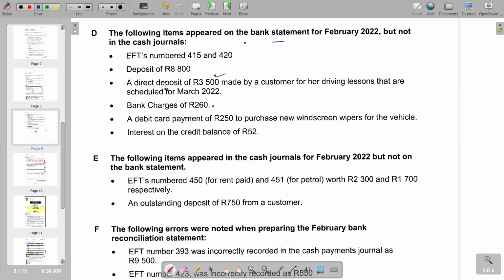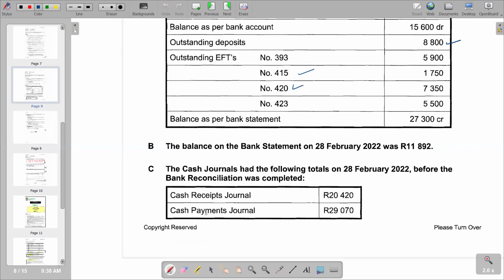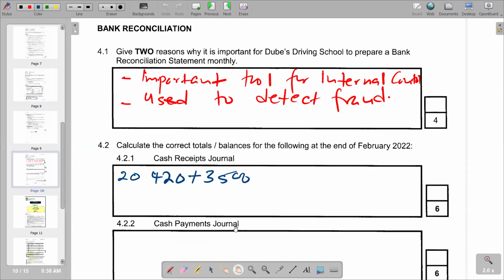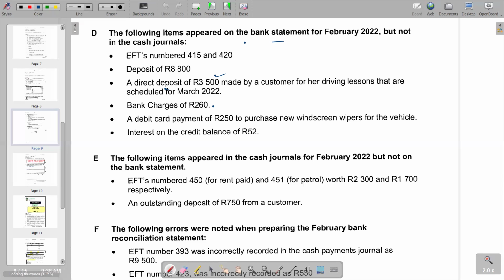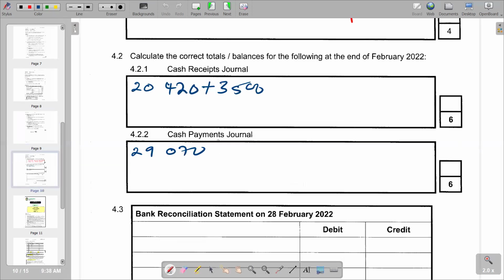So we are going to include the other cash payments journal, but we can also pick the opening balance that we are going to start with for the cash payment journal, which is 29,070. Then we just enter it in the section of the cash payment journal, whereby we are saying 29,070. So from there, we can now adjust these bank charges of 260, and they are going to increase the cash payments. So we're going to say plus 260.